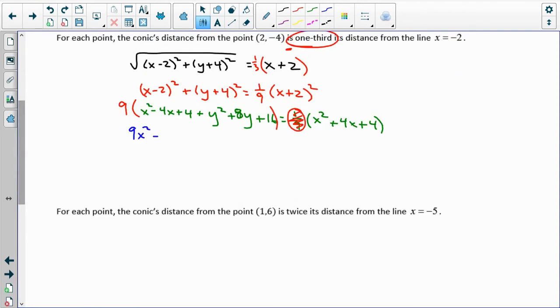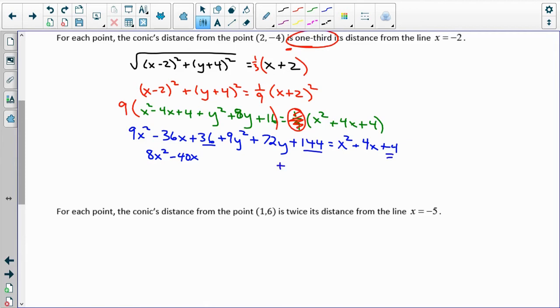So I have 9x squared minus 36x plus 36 plus 9y squared plus 72y plus 144 equals x squared plus 4x plus 4. So now let's subtract everything over. I have 8x squared minus 40x. Notice that 36 and 144 add together to be 180, and then I'm going to subtract a 4 over, so I'm going to have plus 176. And then I don't really have to do anything to the y's. So this is my equation.